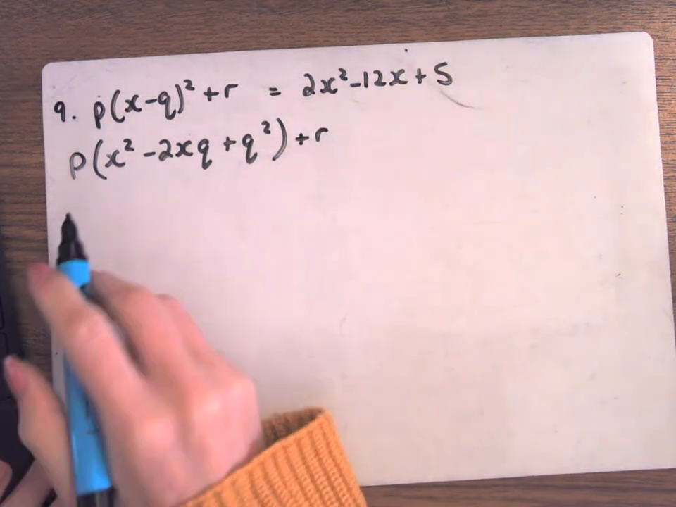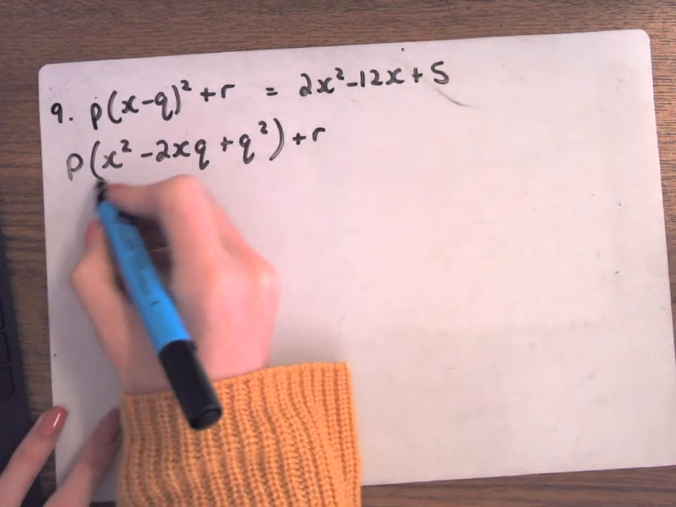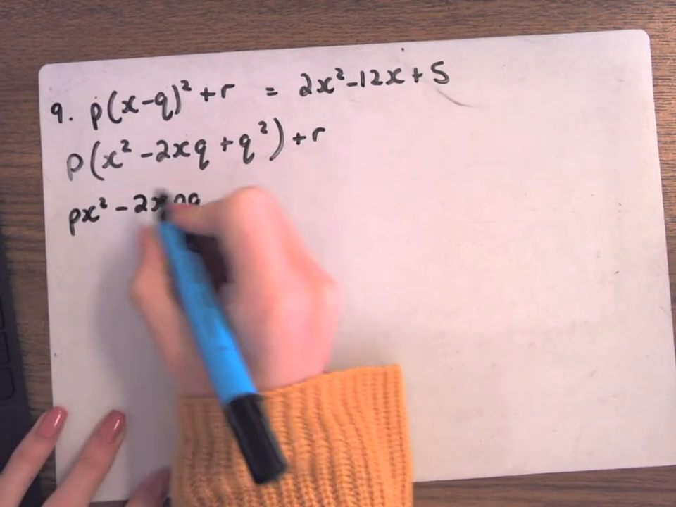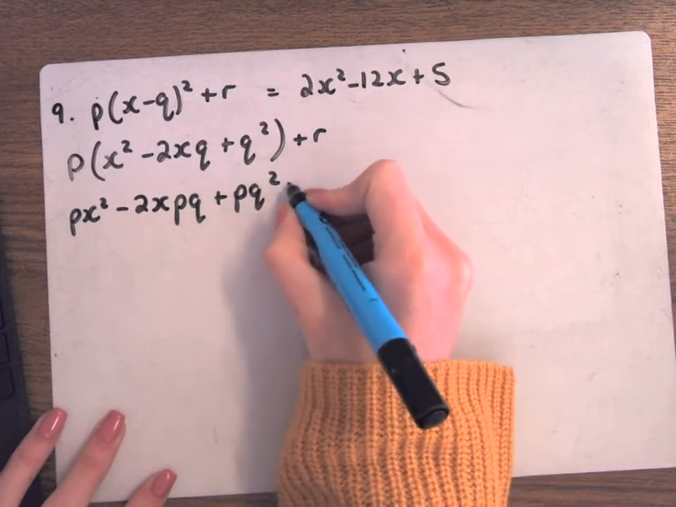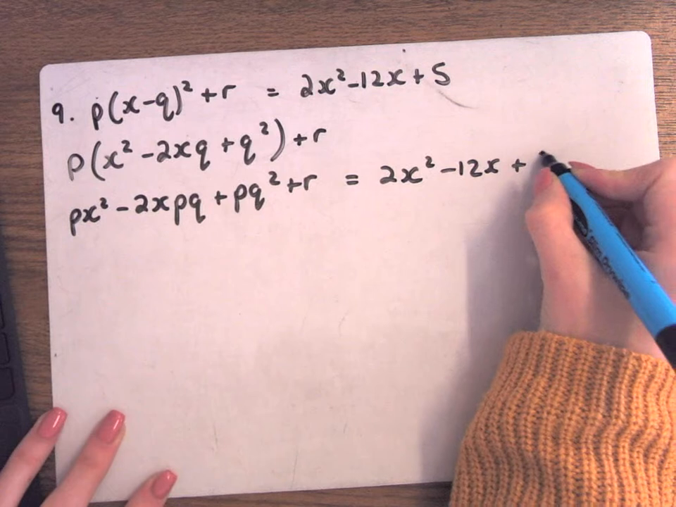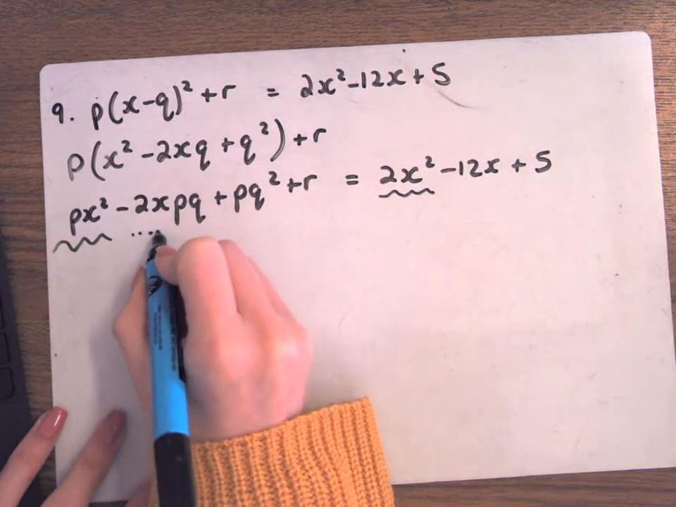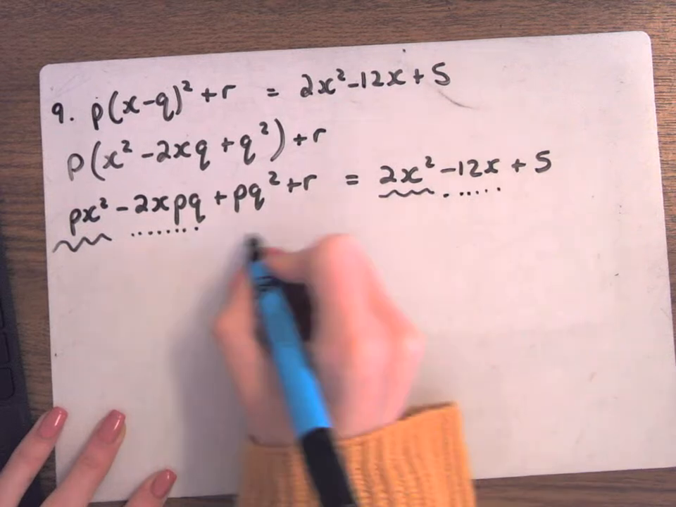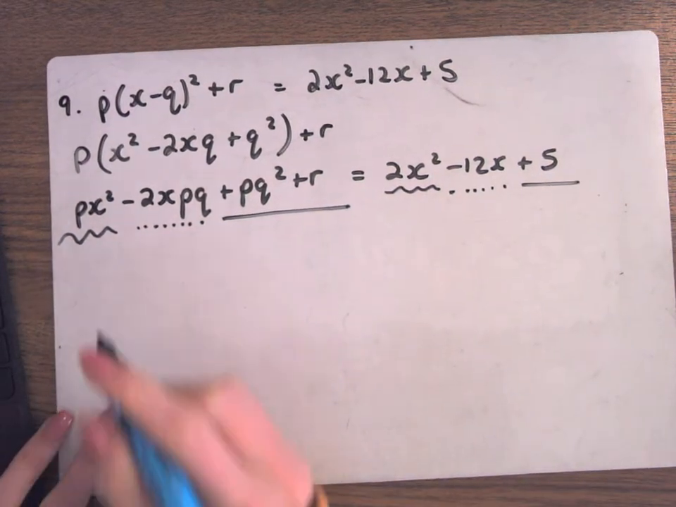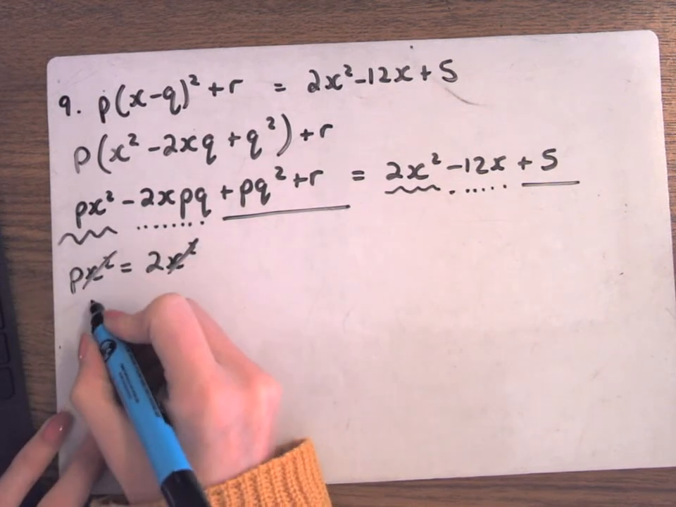Okay, now I'm going to multiply everything by p. I'm just leaving this side. Okay, so px squared minus 2xpq plus pq squared plus r equals. Now I can introduce this back in. I'm interested in the x squareds equal to the x squareds, x's equal to the x's, numbers on their own equal numbers on their own. Okay, so px squared equals 2x squared, and the x squareds cancel, p is 2.